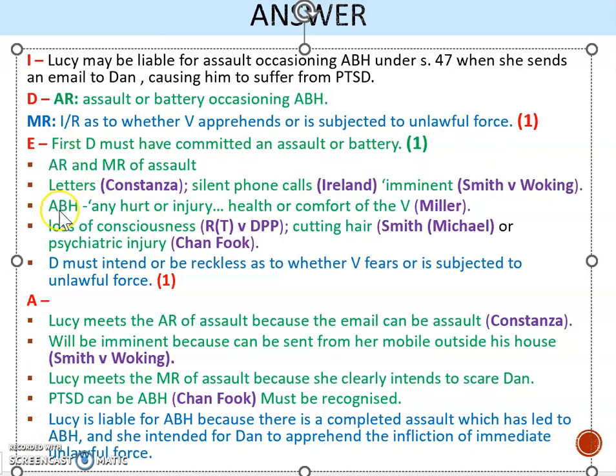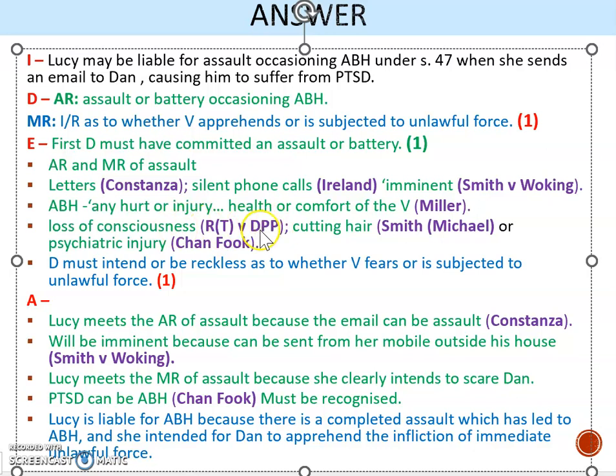I'm then talking about the actus reus part of ABH. So once we've got an assault or battery, we need it to have caused ABH, and Miller's a useful case to use here because Miller said that ABH means any hurt or injury calculated to interfere with the health or comfort of the victim. So it can be quite a low level of injury to be ABH, and it's useful to give some examples here.